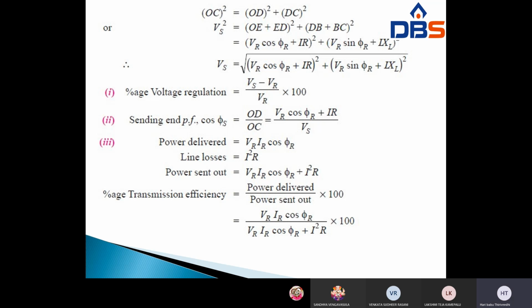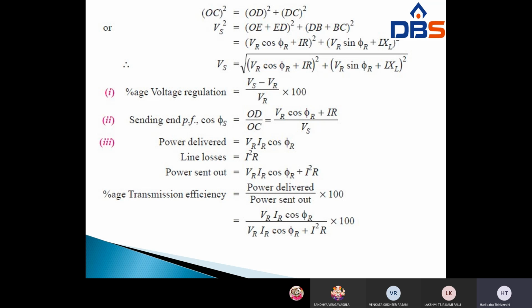Power sent is VR IR cos φr plus copper losses I²R. Therefore, we know the output power delivered, we know the input, we know the losses. Therefore, transmission efficiency is equal to power delivered by power sent. Power delivered is VR IR cos φr. The power sent is VR IR cos φr plus line losses I²R. So output by output plus losses, that is the transmission efficiency.